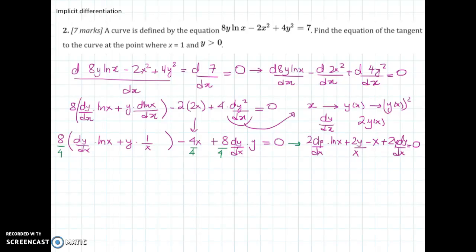So what are we trying to find? We are trying to find an expression for dy/dx. We have it over here. So we want to isolate for that derivative.